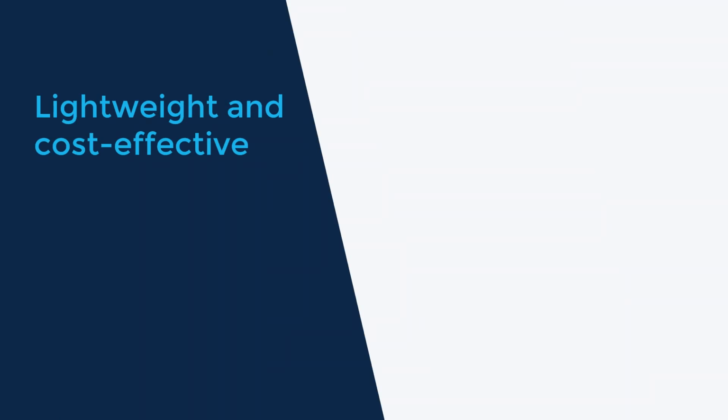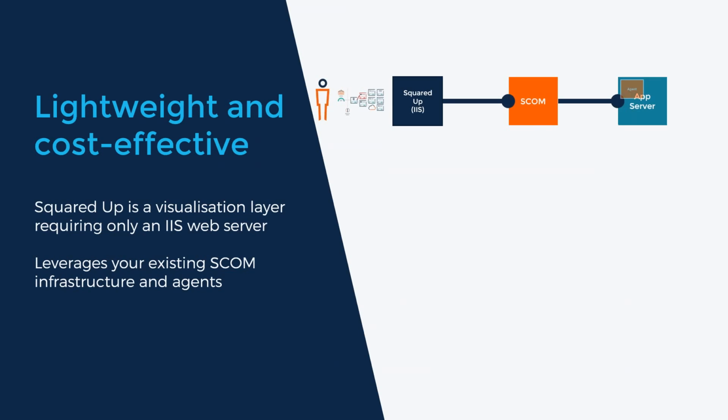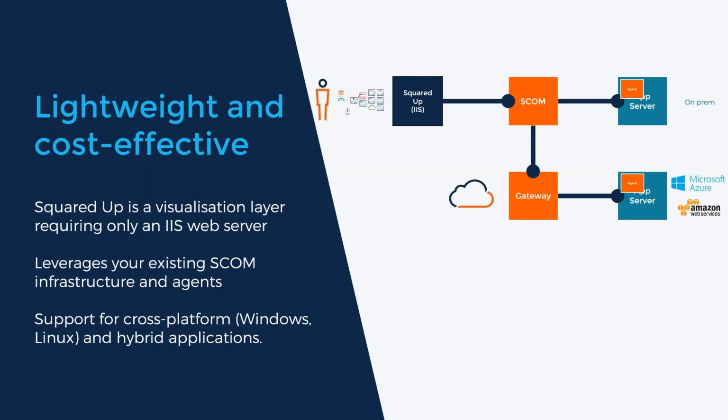So how does it work? Well, as I say, it's very lightweight, very cost effective. Squared Up itself is just a visualization layer requiring just an IIS web server that you install in your SCOM environment. It leverages your existing SCOM infrastructure, so Squared Up communicates with your SCOM management servers, which of course communicates with the existing agents on your application servers. We have support for cross-platform, so anything the SCOM agent can be installed on, we can support in terms of discovery, like Windows and Linux. And of course, if you have your SCOM gateways, you can discover applications that are spanning both on-prem and cloud-based infrastructure.